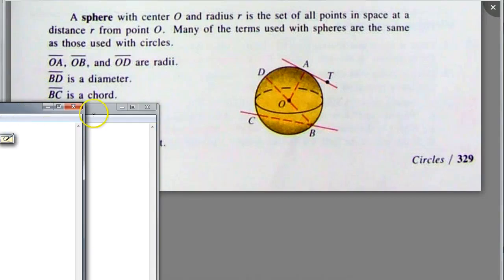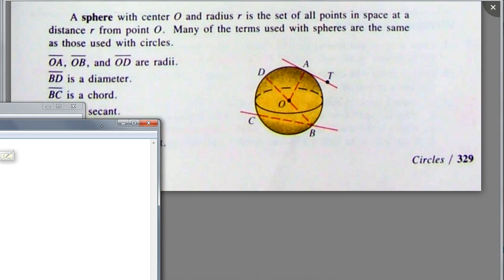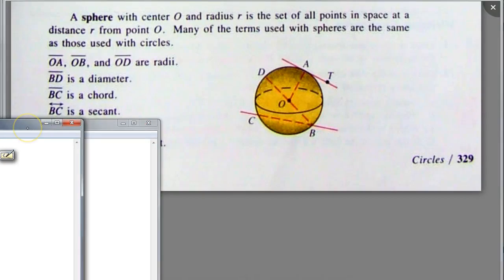But if I ask for a secant, what would that be? The other Joshua, what do you think? Line CB would be correct. Does that make sense? Remember the difference between chord and secant? They both have to hit the circle twice. Same for a sphere, it has to intersect the sphere twice. But a chord is a line segment, with endpoints on the sphere. A secant is going to be a line. Okay, all right, then what else do we have?